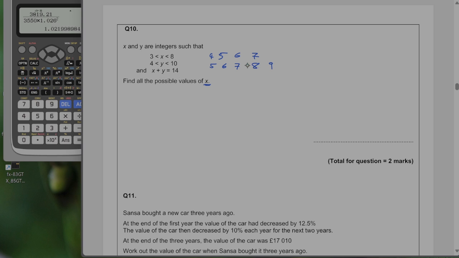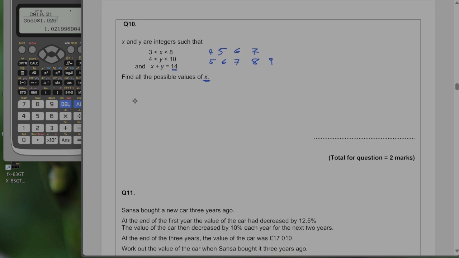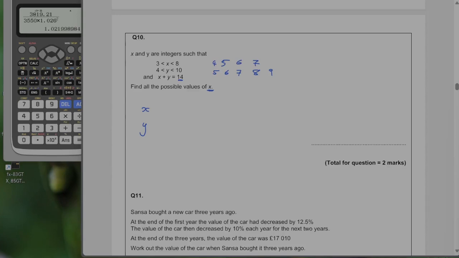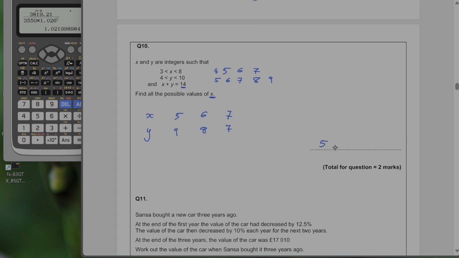So my only combinations that are going to add together to make 14, well, I could have a 9 and a 5. Find all of the possibilities for x. So I'll say x and y, and let's start with y. y could be 9 and x could be 5. y could be 8 and then x could be 6. y could be 7 and x could be 7. Then if we said 6, 6 won't work. So my possible answers are 5, 6, and 7.